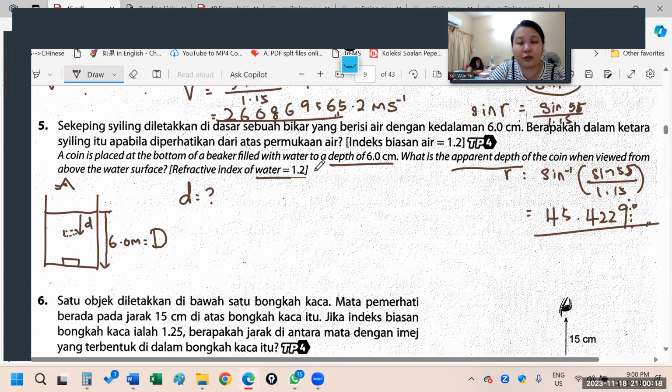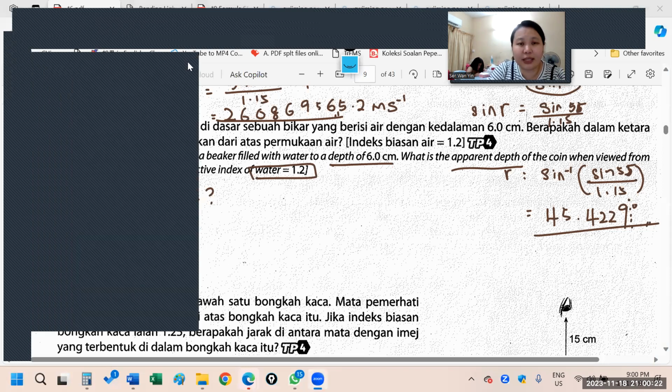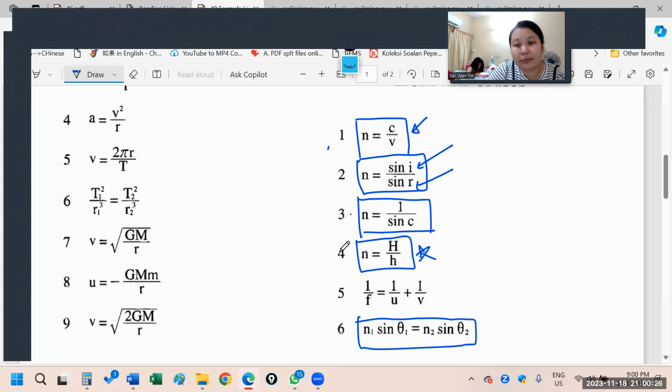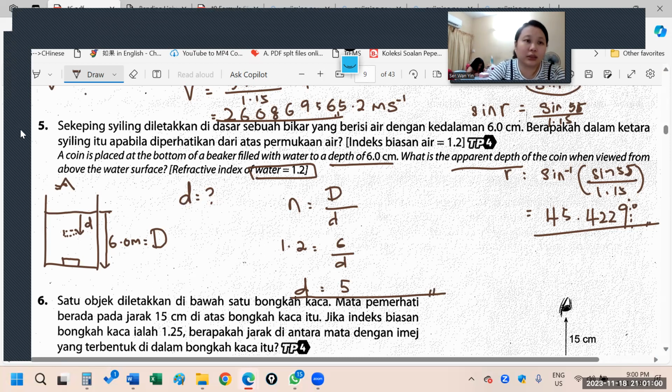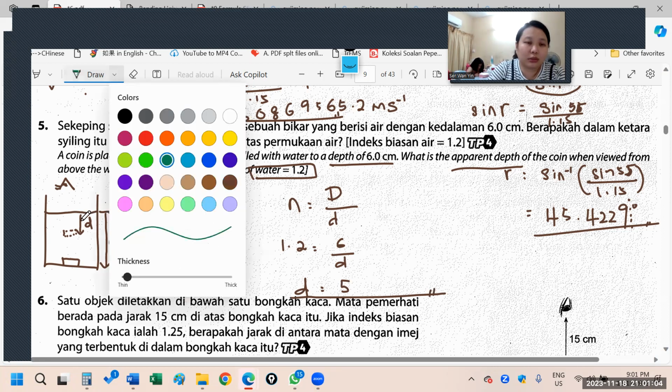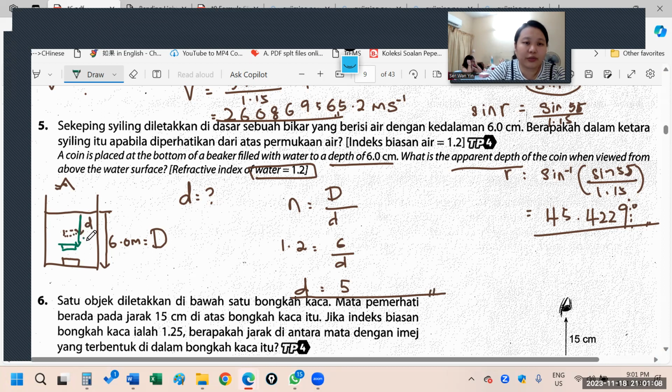Okay, if the refractive index of water is 1.2. 5 cm, thank you. So we can use this formula, number 4. Okay, this one they use height, but actually it's depth. So n equals real depth over apparent depth. 1.2 equals 6 divided by d. So d equals 5. Means we count, so here to here will be 5 cm. Since real depth is in cm, then I have cm. So apparent depth is in cm.